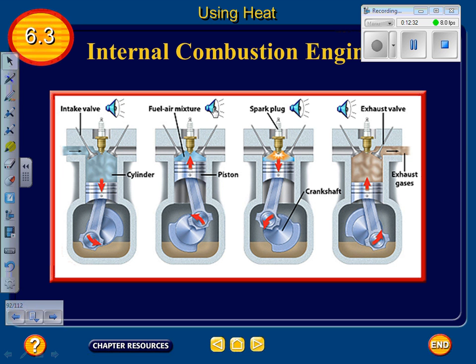The intake valve closes as the piston moves upward, compressing the fuel-air mixture. A spark plug ignites the fuel-air mixture. As the mixture burns, hot gases expand, pushing the piston down. As the piston moves up, the exhaust valve opens and the hot gases are pushed out of the cylinder.